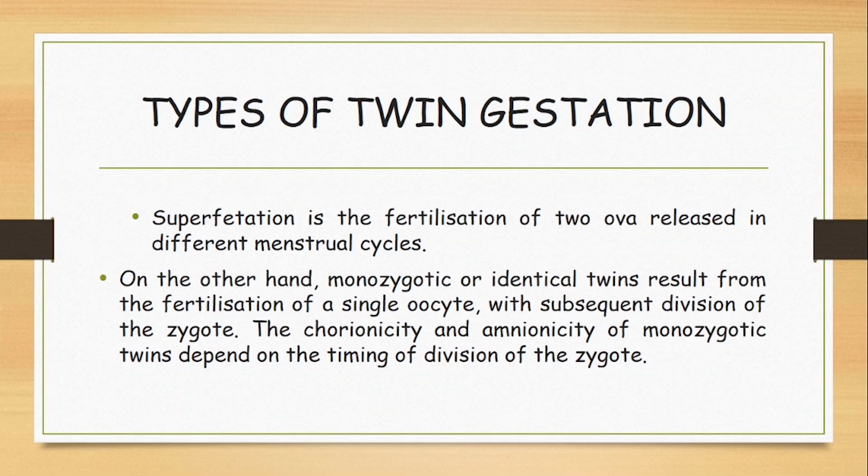On the other hand, monozygotic or identical twins result from the fertilization of a single oocyte with subsequent division of the zygote. The chorionicity and amniosity of the monozygotic twins depend on the timing of division of the zygote.